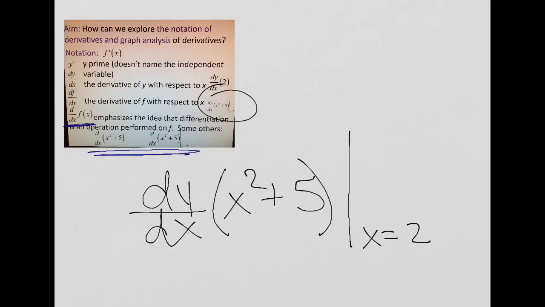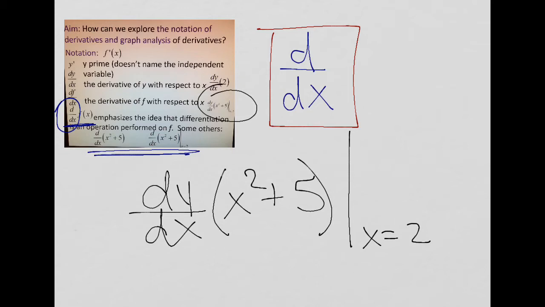This is another expression. It emphasizes the idea that differentiation is an operation performed on f. So just d over dx is saying that you're taking the derivative with respect to x, which is a nice way of indicating what we're taking the derivative with respect to, because we will be taking the derivative not only with respect to x, but with respect to y. So it's very important that you know this is saying, hey, we're taking the derivative.